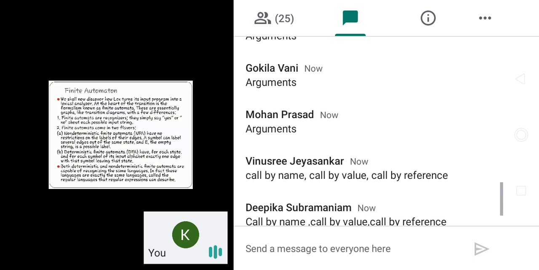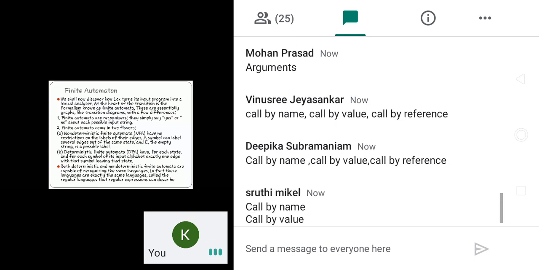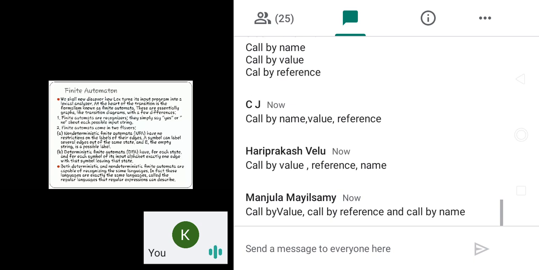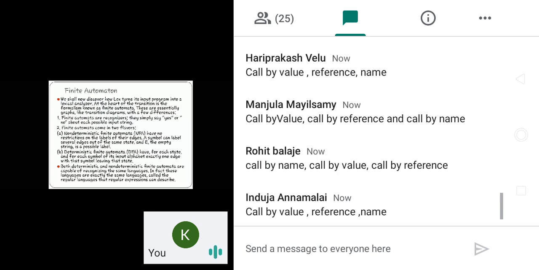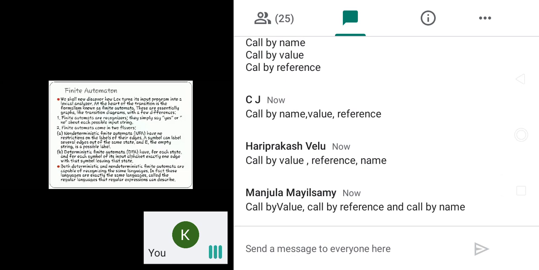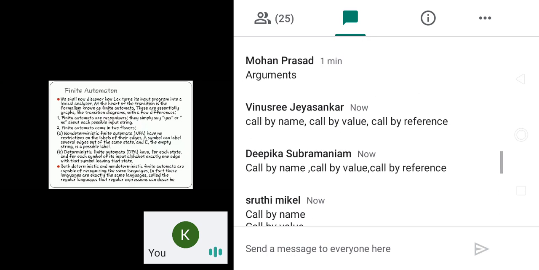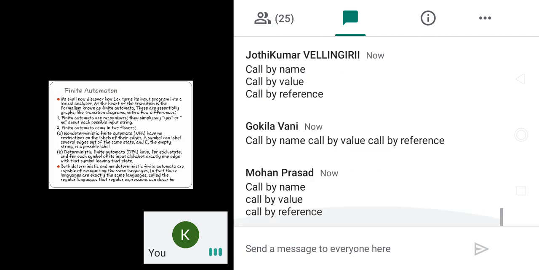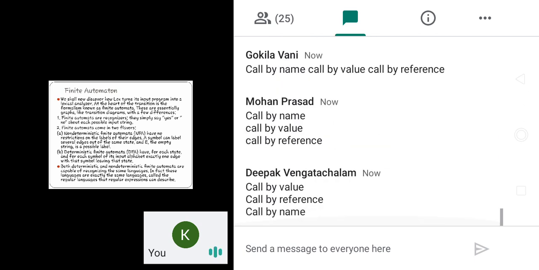Okay, very good. Vinusri is the first one who answered it, and then Deepika, and then Shruti. These are the answers. And then Cyril, Manjula, Rohit Balaji, Induja, Nirmal Vincent, Hari Prakash, Shruti, Jyoti Kumar, Mohan Prasad, Deepak. So this is going to be the right answer.